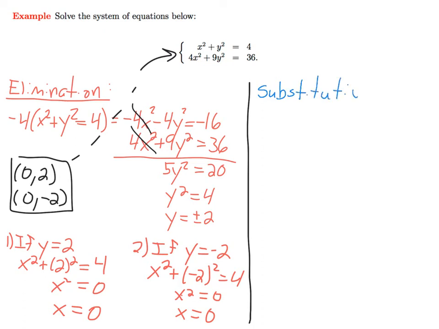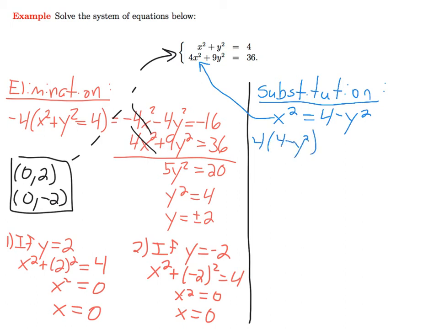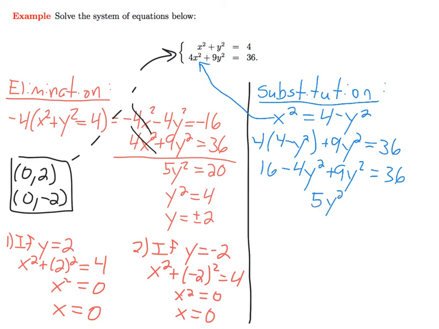And this method is what we do when we can say solve for x squared in the top equation by subtracting y squared from both sides. Now I can plug this into 4x squared in the second equation. So I would get 4 times (4 minus y squared) plus 9y squared is equal to 36. And so distributing the 4 gives us 16 minus 4y squared plus 9y squared is 36. And combining the y squared terms, I get 5y squared. Subtracting 16 from both sides, I get 20. And so this gives me y squared is equal to 4. And so y is equal to plus or minus 2.